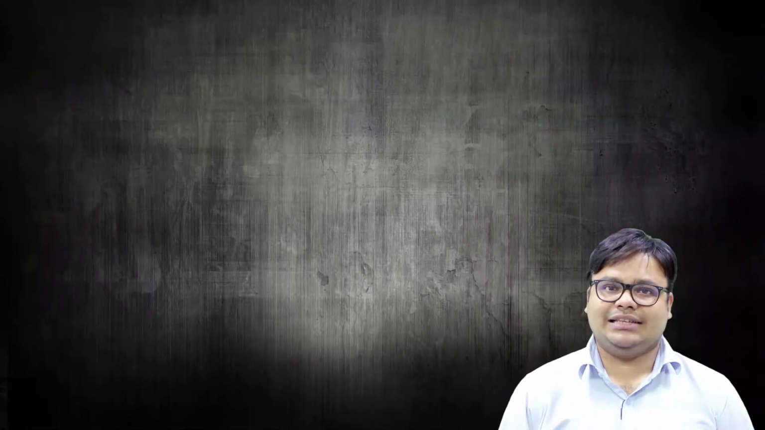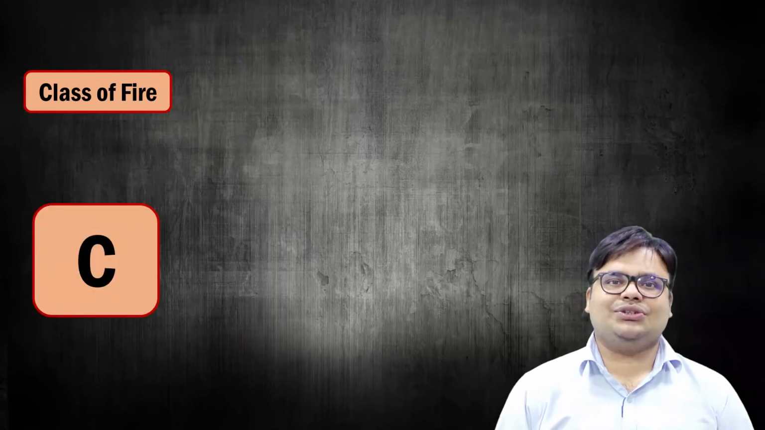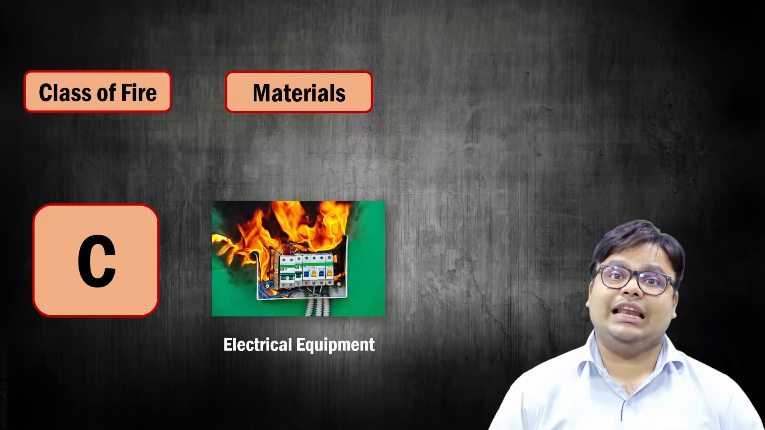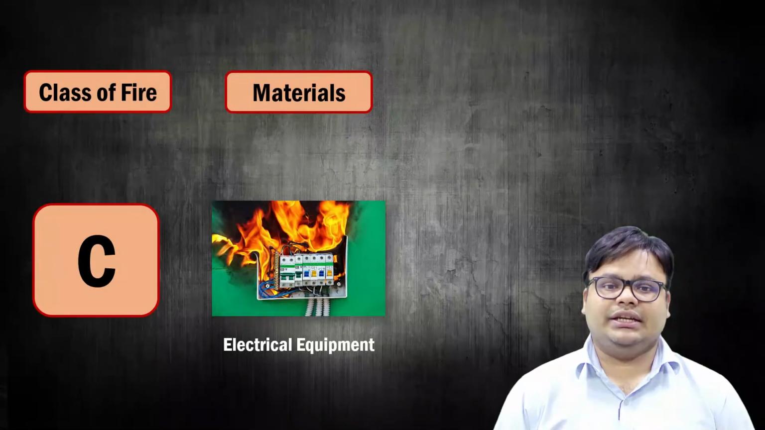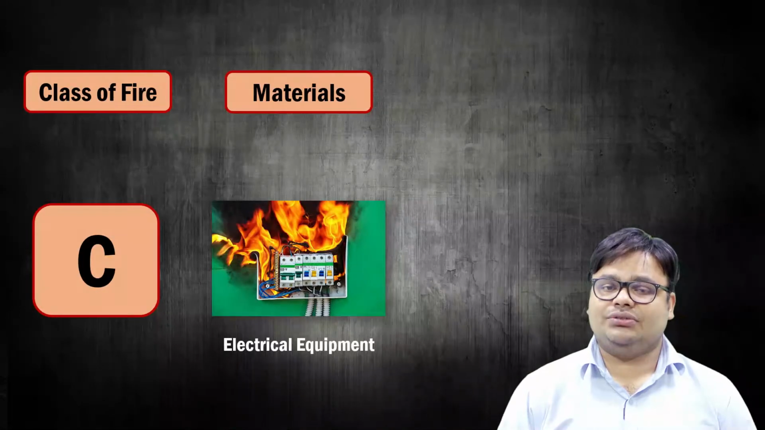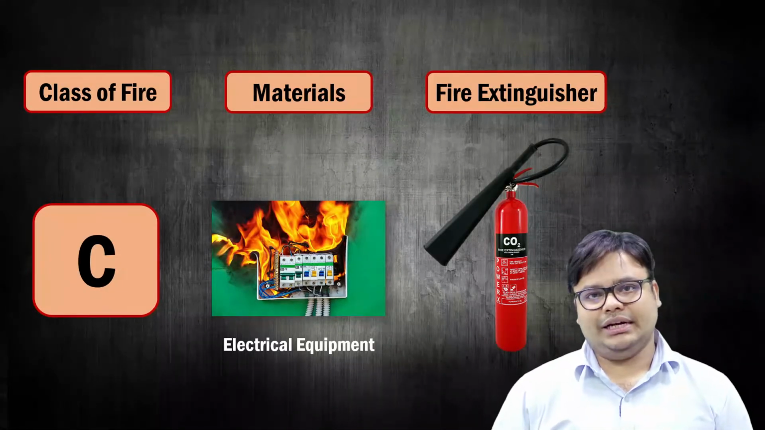Then moving on to the next class of fire, class C. Here the source material is electrical equipment. It's a very important thing, and you should always remember that whenever there is a fire from a short circuit or any electrical equipment, please use the C type of fire extinguishers only, and it is generally of CO2, carbon dioxide.